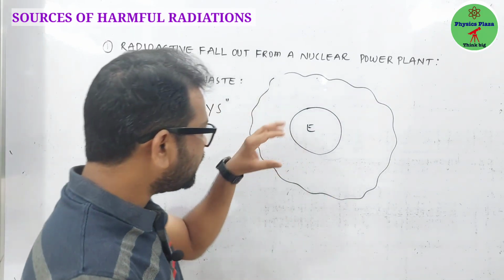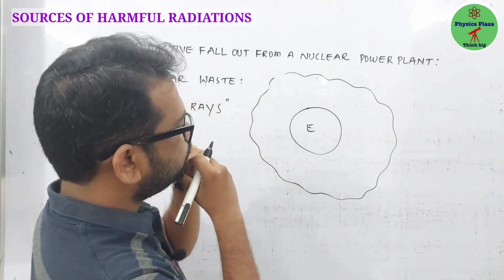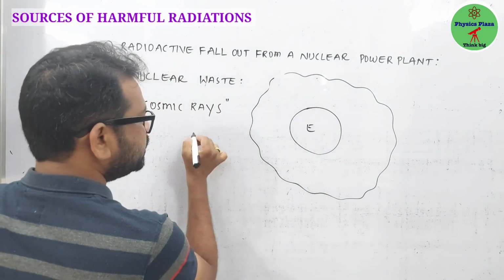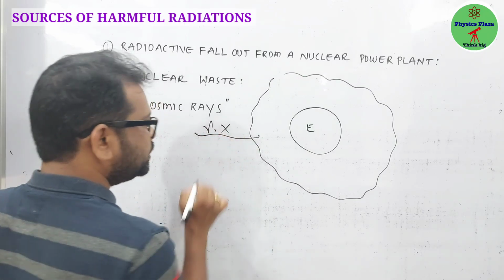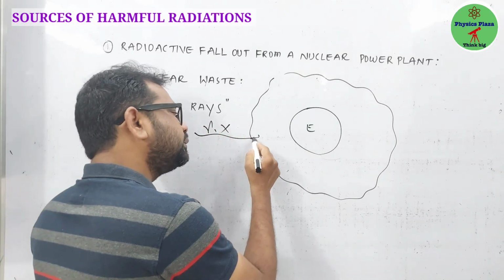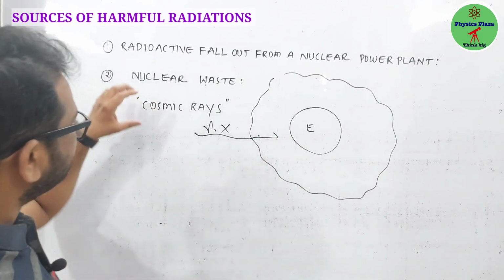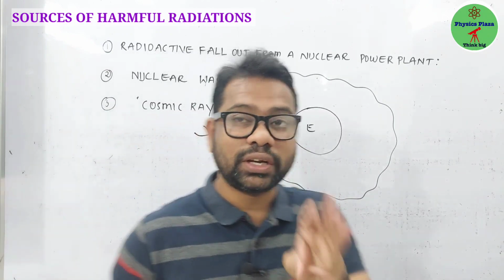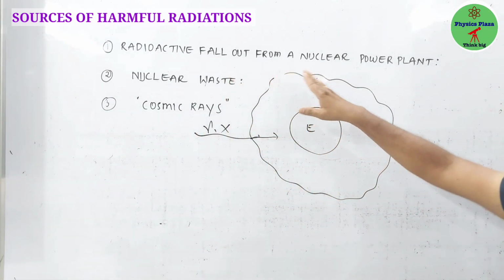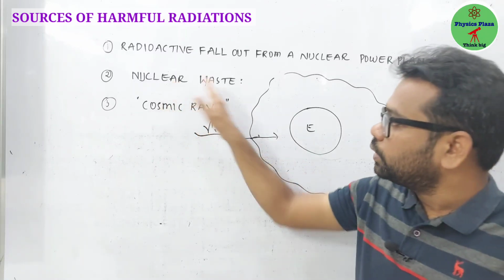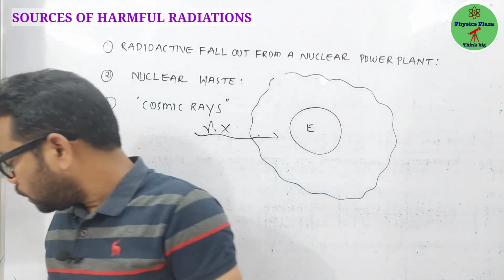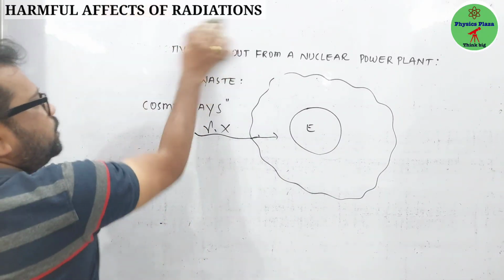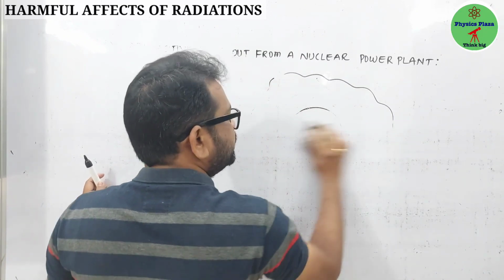But it can only stop the charged particles. Gamma rays and X-rays are not charged particles, so obviously they will enter. So cosmic rays are also a source of harmful radiation. We have only three, children. Three only: radioactive fallout from a nuclear power plant, nuclear waste, and the third one is cosmic rays. Now we see the harmful effects of these radiations.